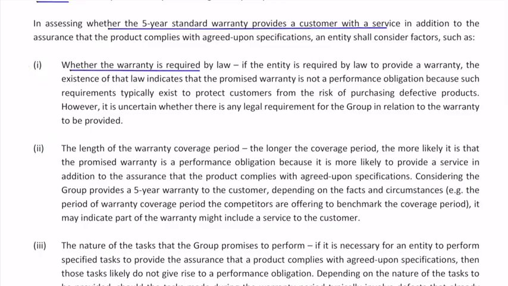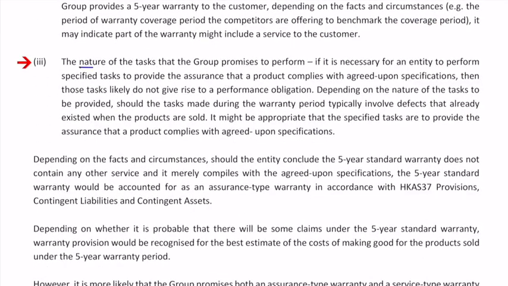Whether the warranty is required by law. If the warranty is required by law, then this suggests that this is an assurance warranty. The length of the warranty coverage. The longer the coverage period, the more likely that the warranty is considered as a service warranty. Besides providing the assurance of the product sold, at the same time the company is also giving some service to the customer. The nature of the task that the group promised to perform.